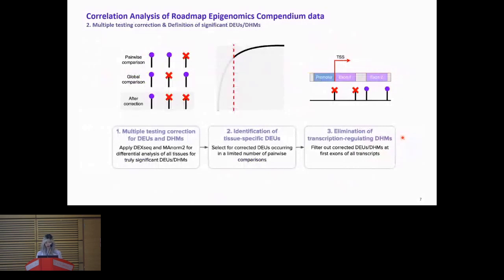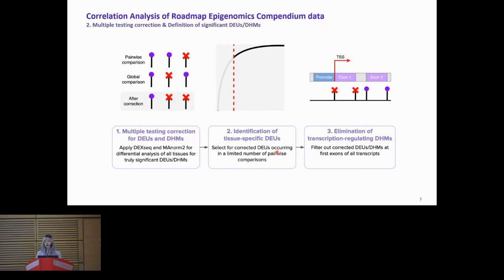Of course, we have to take that into account, and that's why we perform multiple testing corrections, where we perform a global analysis that compares one cell type to all the other cell types. We filter only the DEU and DHM events that happen in both the pairwise and global comparisons. Secondly, we also want to look at tissue-specific DEU, so we filter only the DEU that happen in less than 90% of the pairwise comparisons. It is demonstrated in this figure.